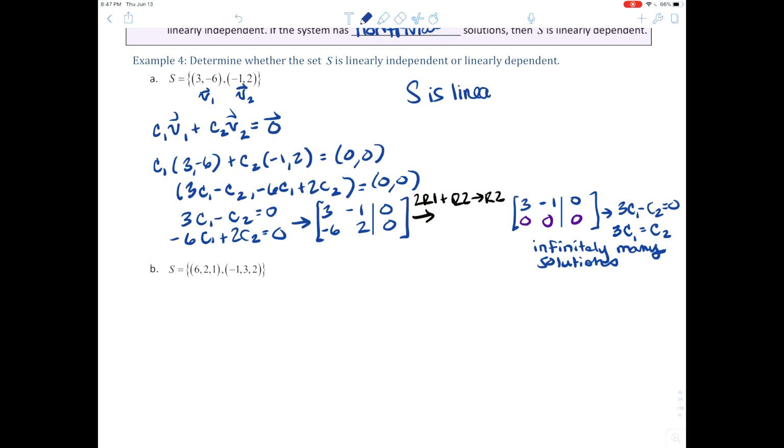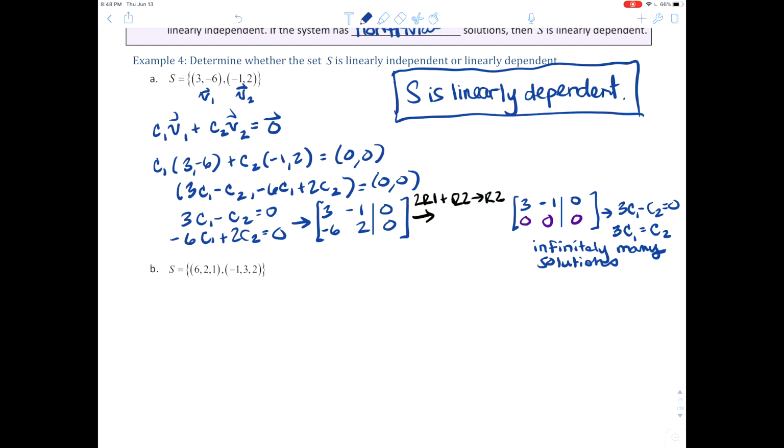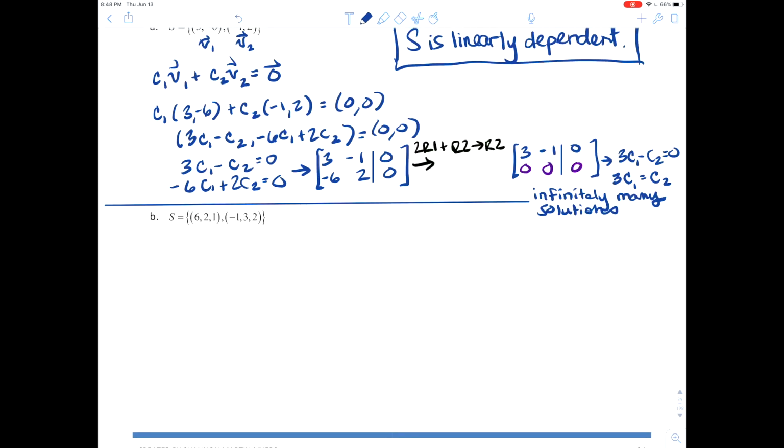Linearly dependent. By the way, I think on just about every exam that we have, you will have to ascertain whether or not something is linearly independent. So might as well learn it now. All right. Next up, we've got this one. These are easier to solve, aren't they? Because you just have zeros instead of variables.